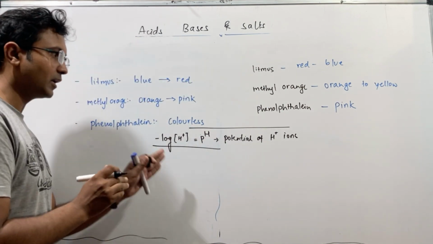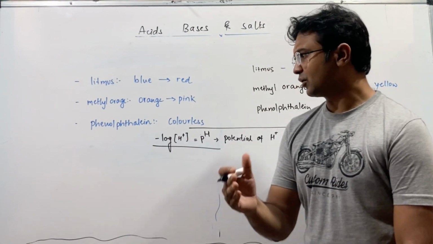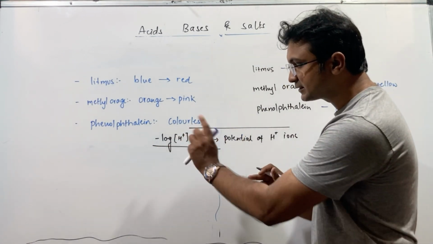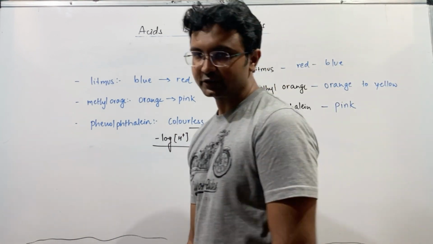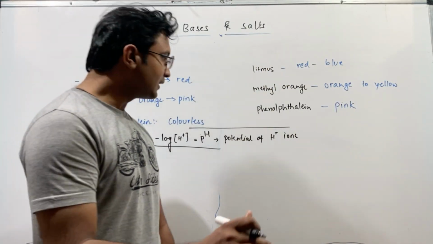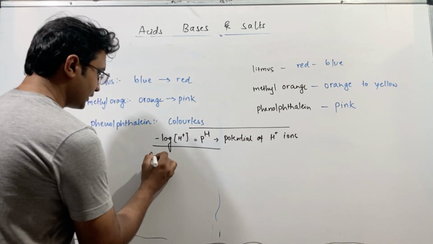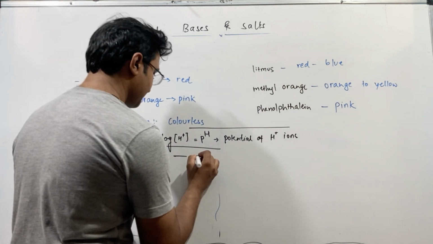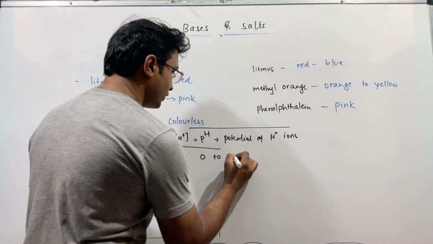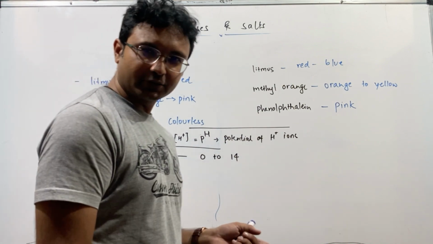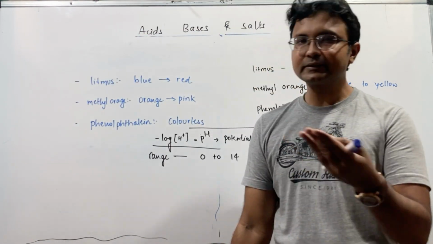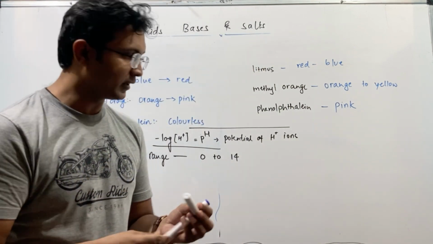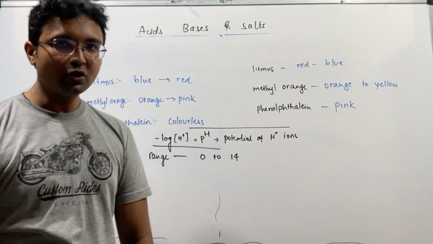Now why is this formula being used? What is the logic behind it? Right now it is not part of our syllabus, but you must understand it is the negative logarithm of concentration of H plus ions. Now what is the range of pH? Range of pH is 0 to 14. It can be negative also. In certain cases it is negative, but right now with your standard it is between 0 to 14.